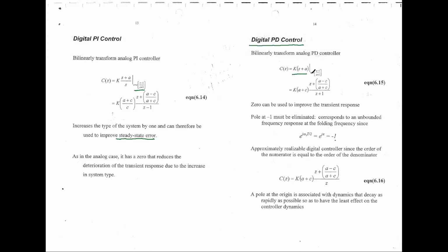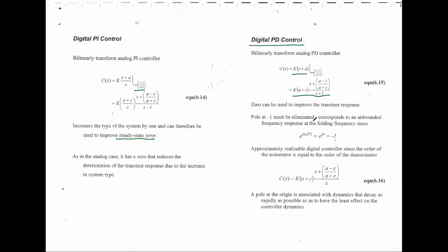Now, if we substitute S using the bilinear transform equation, then we can get a digital equivalent. So we get K times A plus C, whole thing multiplied by Z plus A minus C divided by A plus C, whole thing divided by Z plus 1. So this is what we get as the digital equivalent. Now the 0 can be used to improve the transient response. There is a 0 at this point and there is also a pole at minus 1.